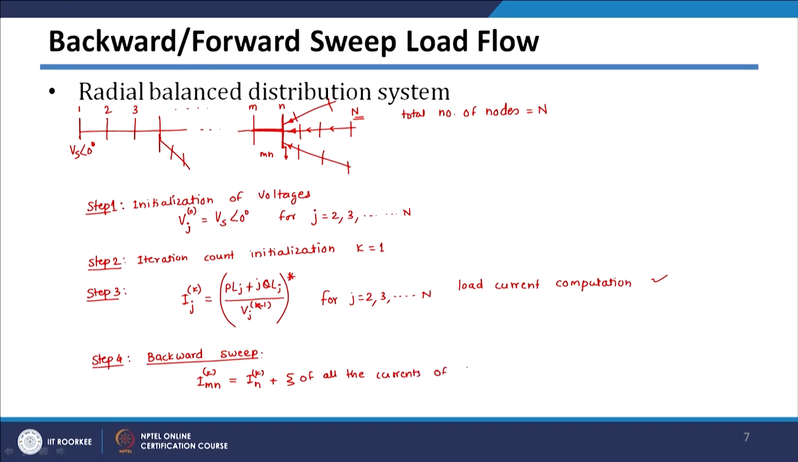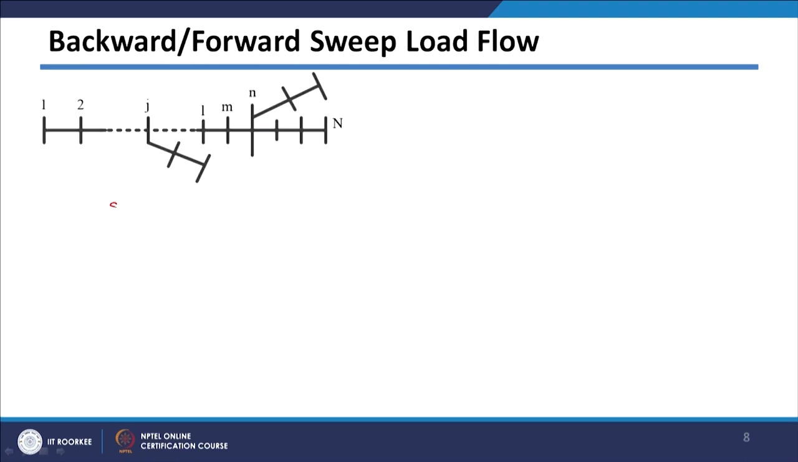of branches emanated from bus n. Then in step 5, we have seen it is the forward sweep, and in the forward sweep we are calculating voltages at each bus.